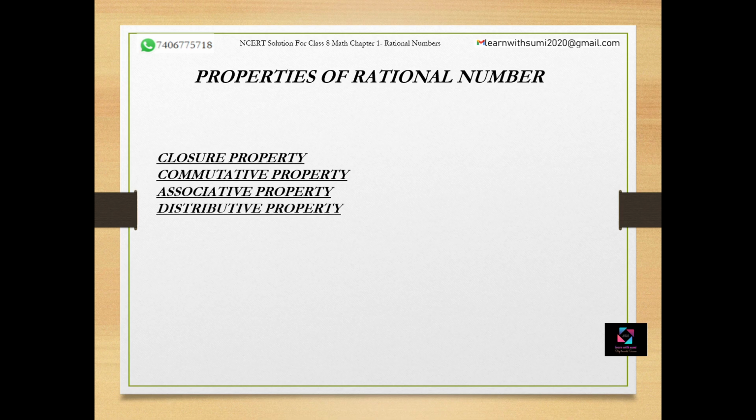You have already learned these properties in your previous classes, not for rational numbers but for natural numbers and integers. They hold good not only for natural numbers and integers but also for rational numbers. We are also going to see how to find the reciprocal of a number and the additive inverse of a number. In the coming video, we will have a brief discussion about these properties.